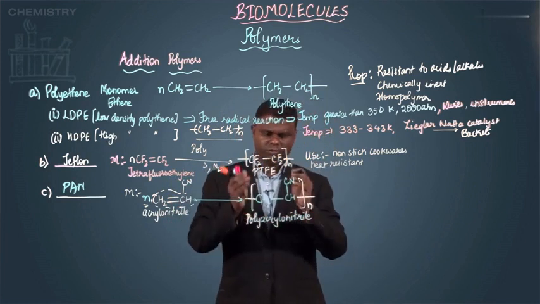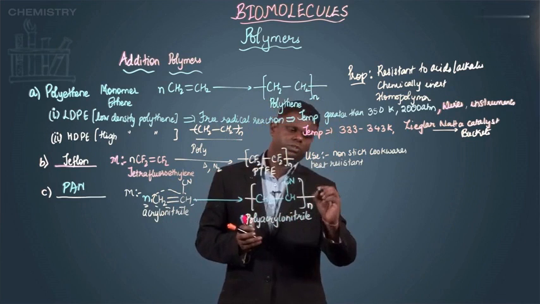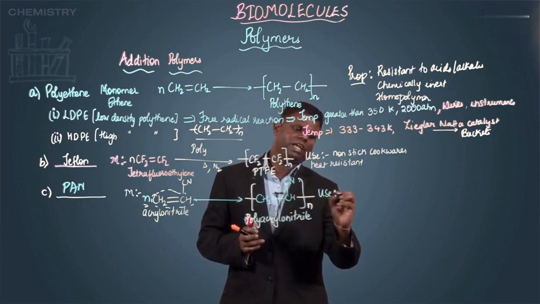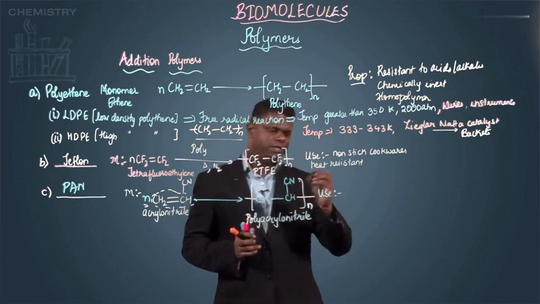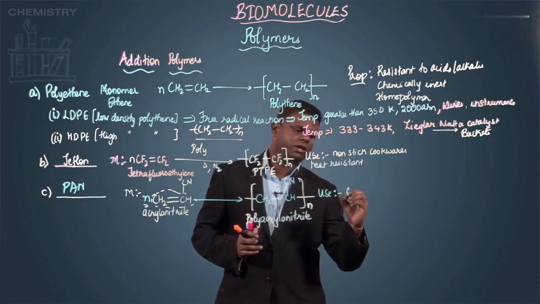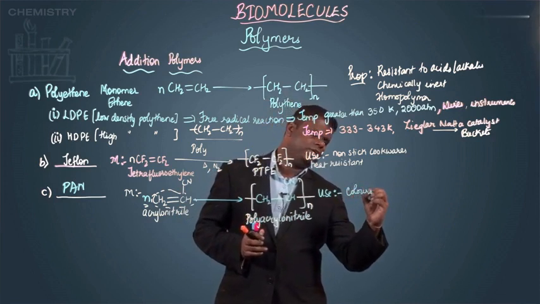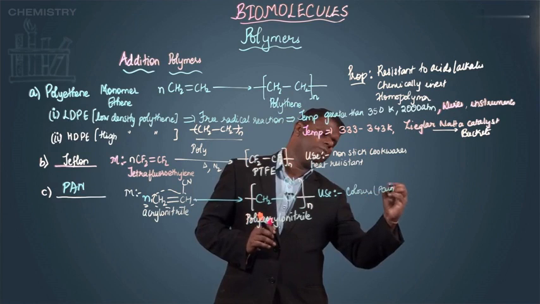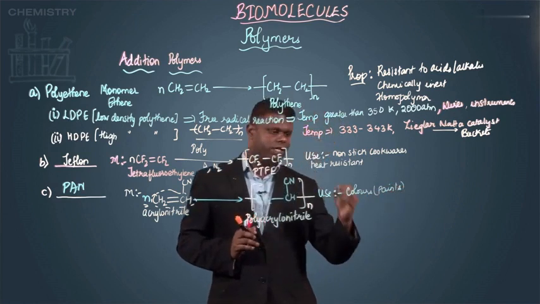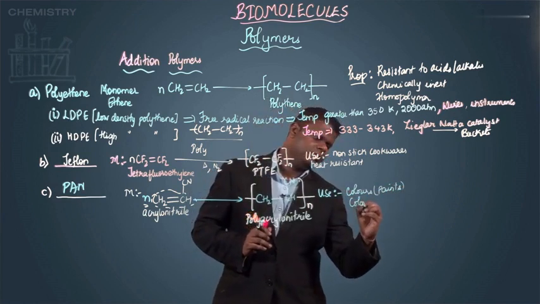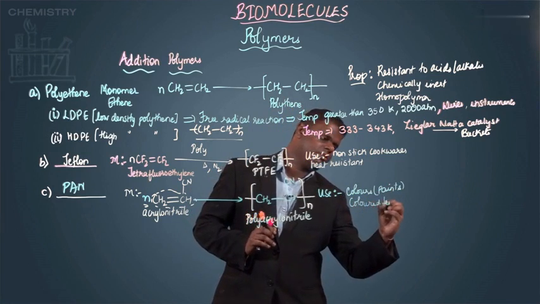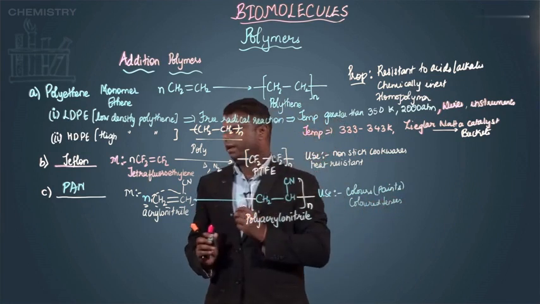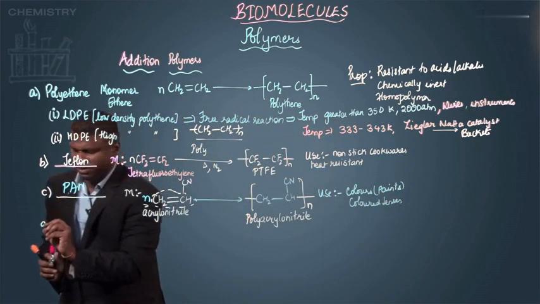And then the most important aspect is the use. So it is resistant to acids and alkalis, chemically inert, and the use is it is used in colors. So you could say it is used in paints. You might be knowing about acrylic colors, and then it is used in colored lenses.